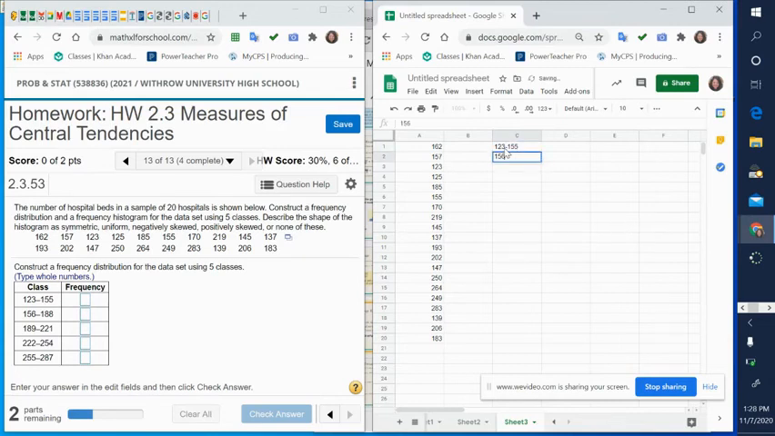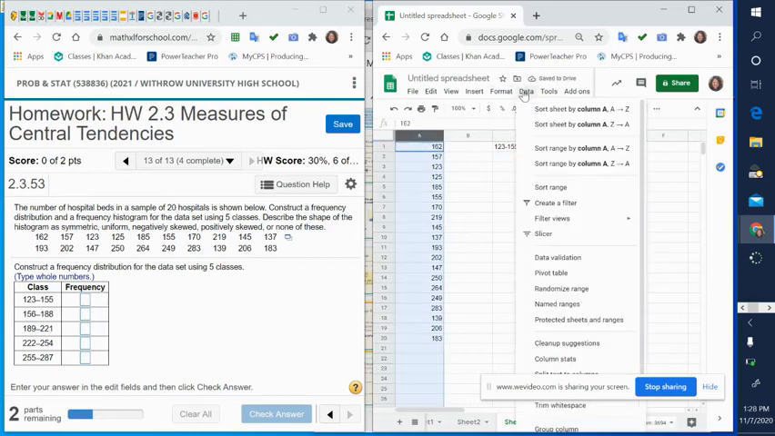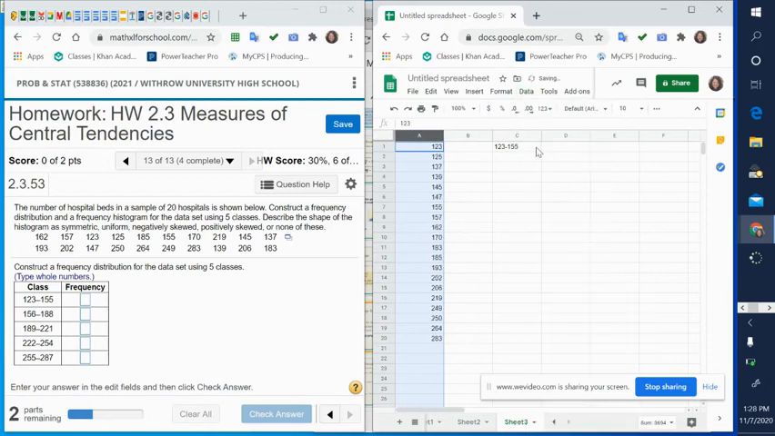So let me write this down. Yeah. So this first class here, how many happen? Well, let's put these in order. So data, sort range by column A. So 123 to 155. There we go. And just so you guys can see where I get that answer from, I got 1, 2, 3, 4, 5, 6, 7 answers that were in that group.